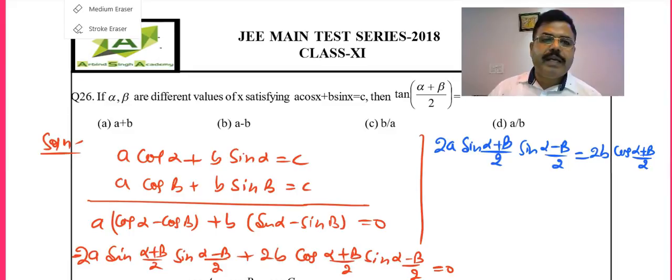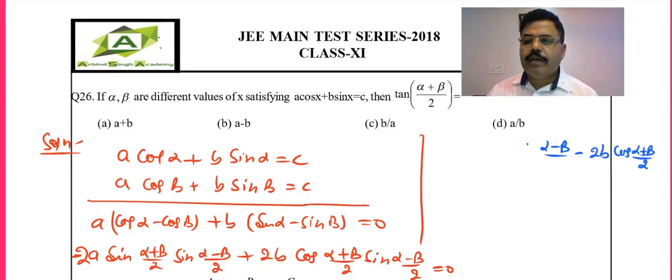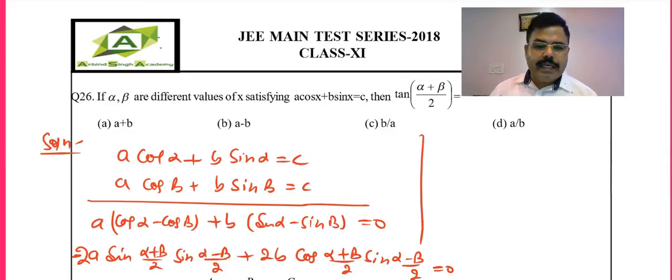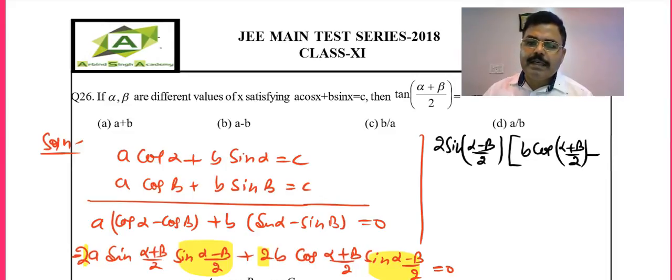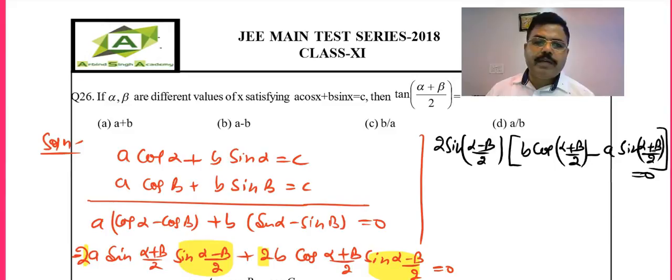Or even we can take it here, it will be lengthier, so it is better to take common from there only. So what can I take common here? I can take sine (alpha minus beta by 2), and 2 is also common. So if I take 2 sine (alpha minus beta by 2) common, then what is left? It will be left B cos (alpha plus beta by 2) minus A sine (alpha plus beta by 2) is equal to 0. This cannot be equal to 0 because alpha and beta are two different roots, so alpha is not equal to beta. Therefore this cannot be equal to 0.